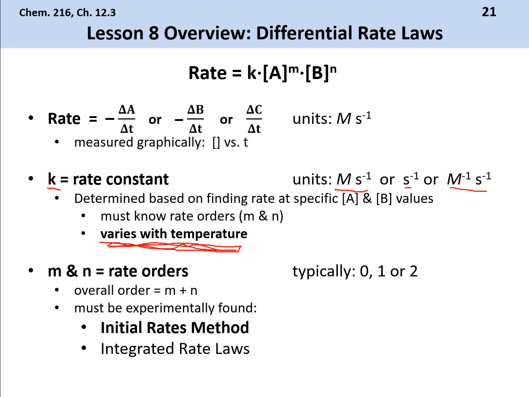And this makes sense because we know this in everyday life. Baking something is just a bunch of reactions. And if I bake stuff at higher temperature, those reactions all occur faster, right? That's because K is going to change. All right, next time we're going to talk about how do we find M and N. There are two ways, what's called the initial rate method, and then by looking at integrated rate.